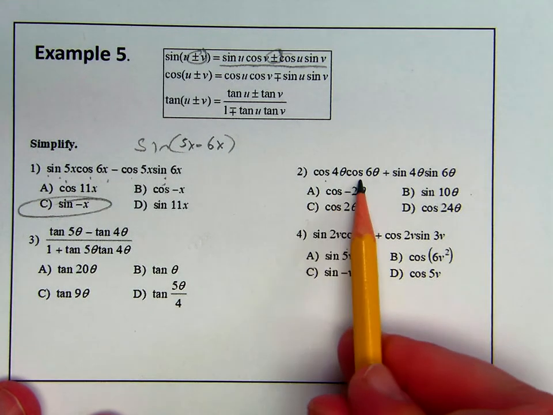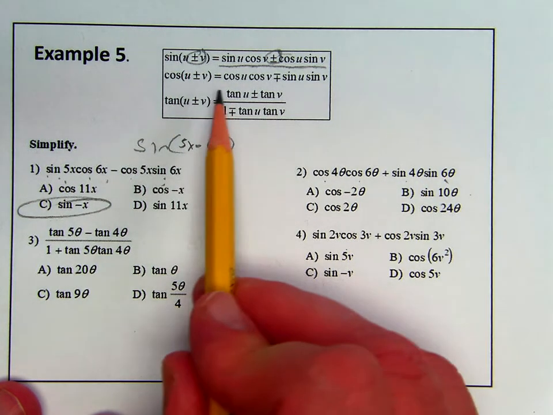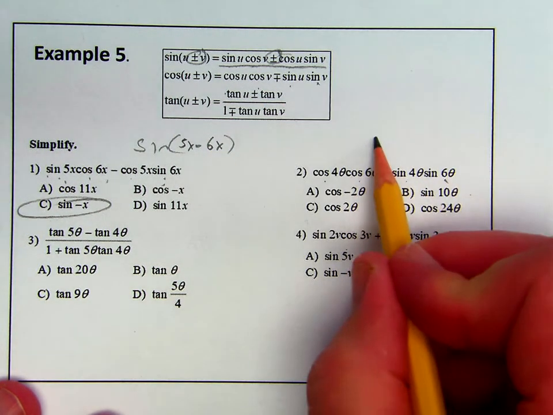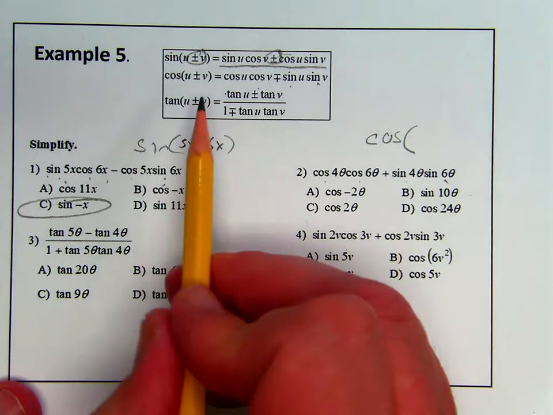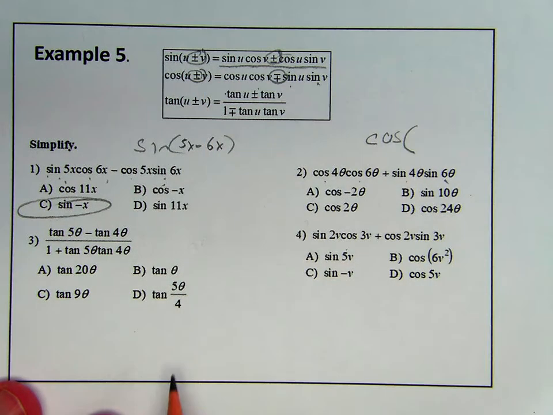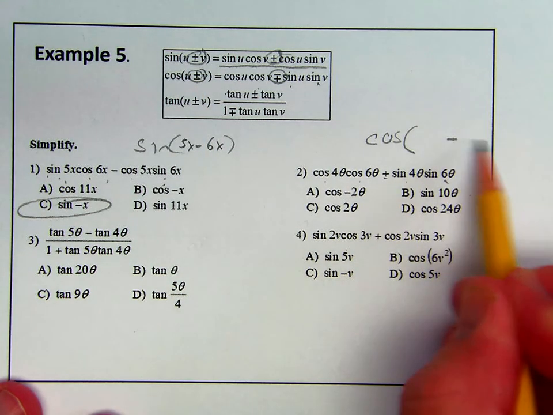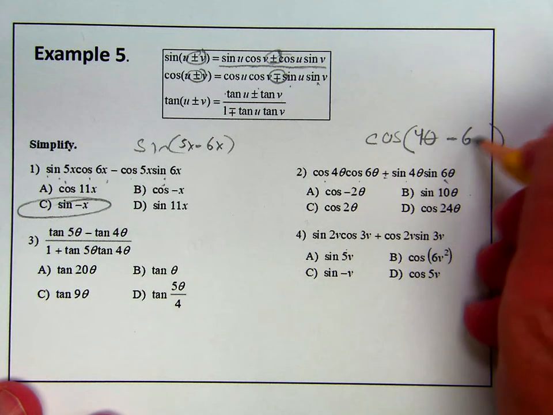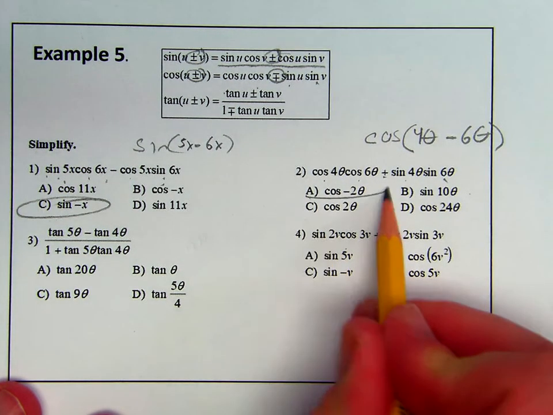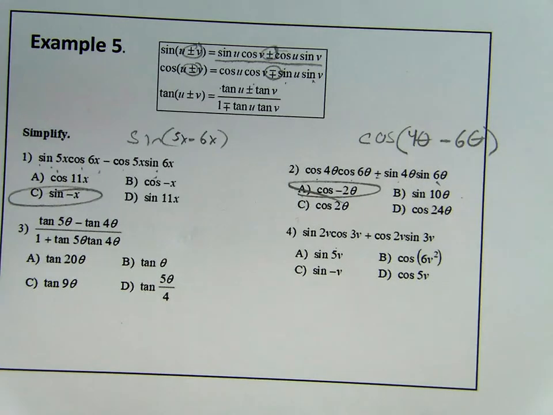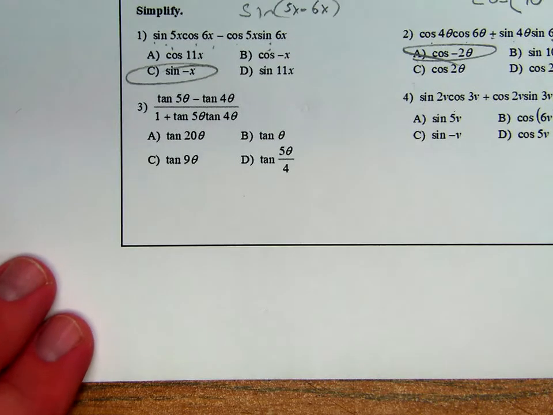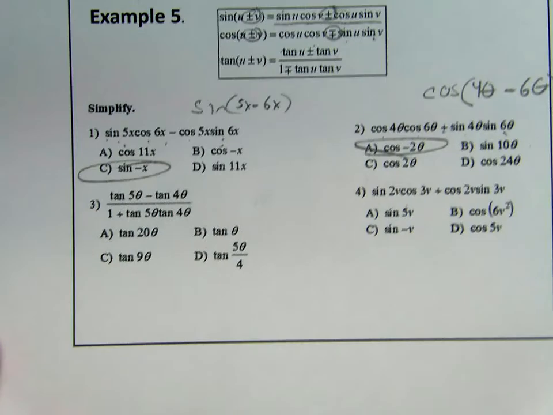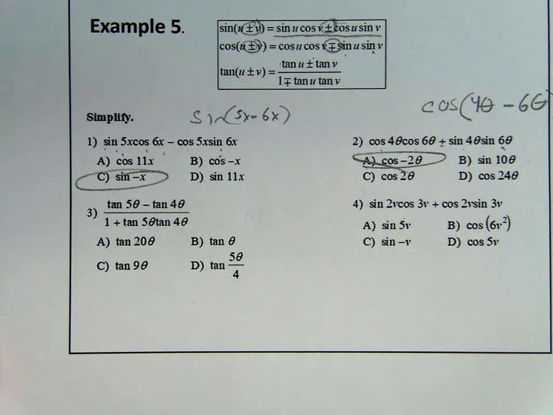Okay. Cosine, cosine, sine, sine. That has a cosine pattern to it. Here, those guys are opposites. So if that's a plus, this is a minus. 4 theta minus 6 theta, negative 2 theta, cosine of negative 2 theta. Oops, I guess we need to keep this in here so we can compare it to that.